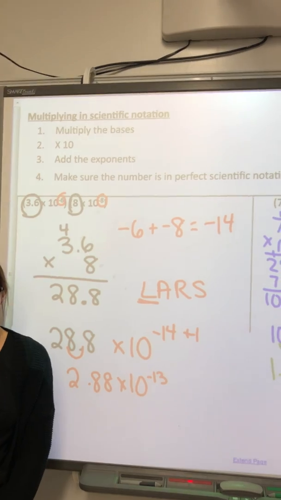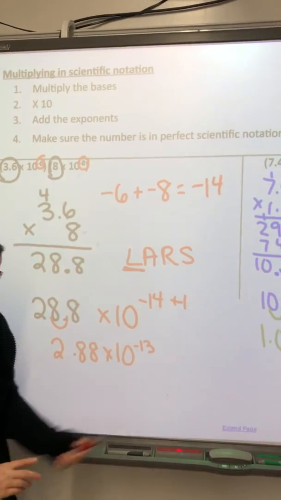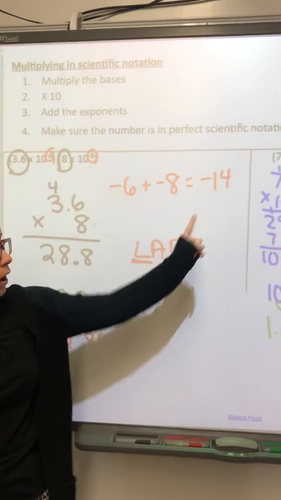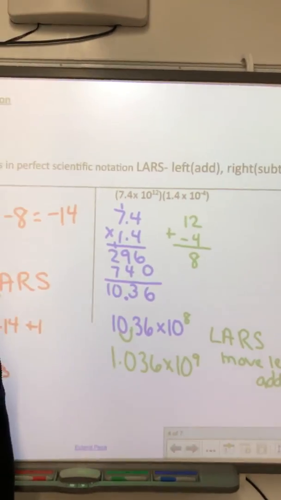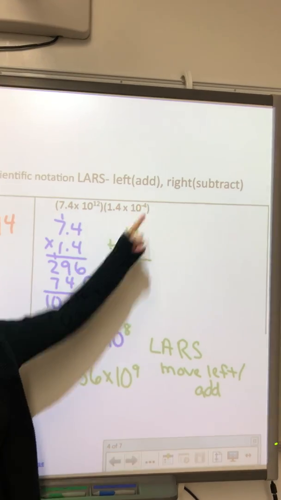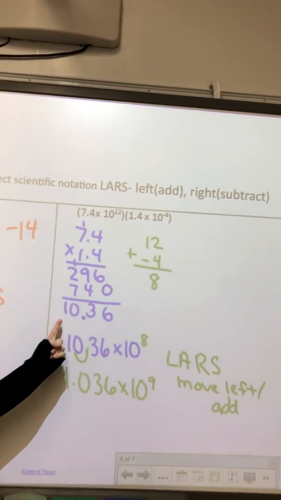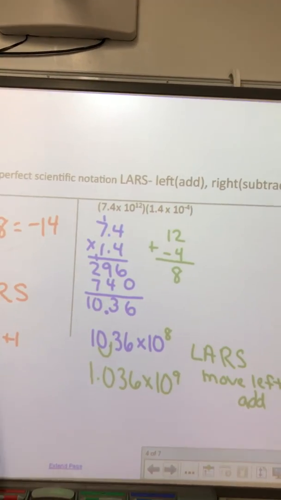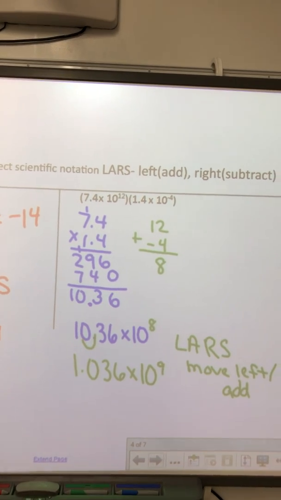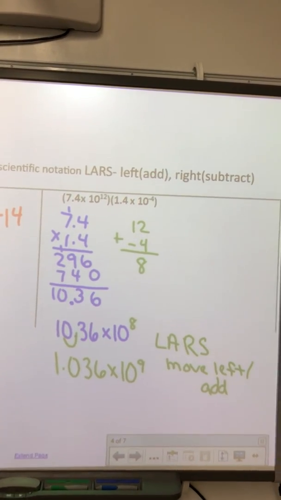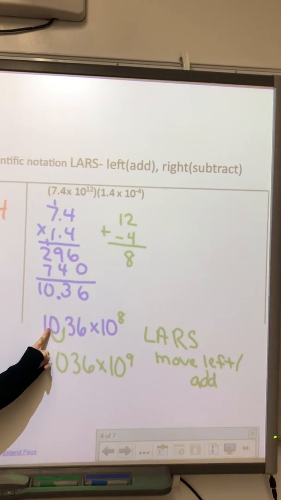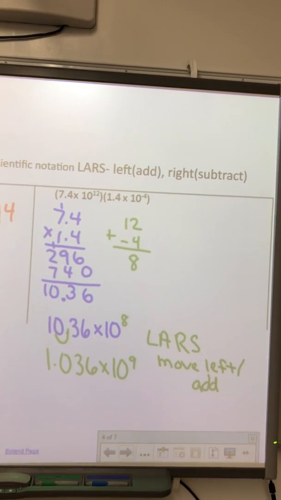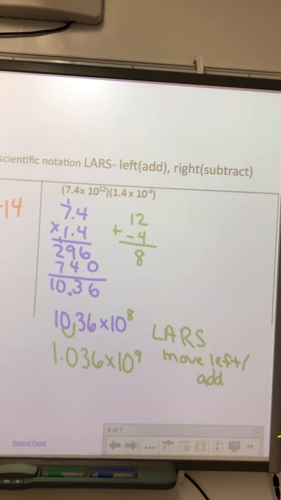Now I want you to try the next one. On your next problem, you should multiply the bases and add the exponents. I get 10.36 times 10 to the 8th. Well, that's not in perfect scientific notation, so use LARS. Move it left, you're going to add. So I'm moving left, and I get 1.036 times 10 to the 9th.